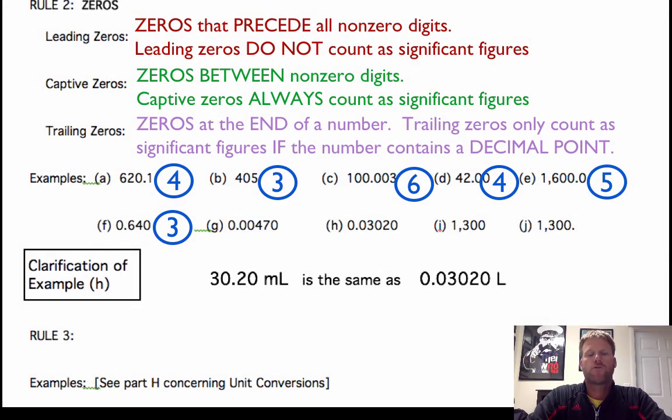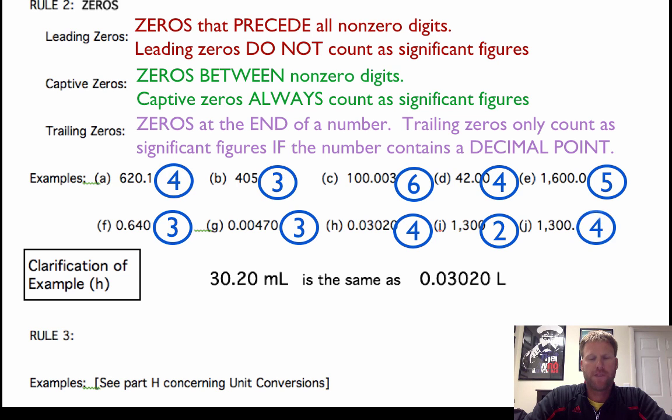Okay, let's go through these quickly. For G, these leading zeros do not count. The 4 and 7 count, and this trailing zero counts because the value has a decimal point. 3 sig figs. H has 2 leading zeros that never count. The 3 counts. This zero is a captive zero, so it counts. The 2 counts. This trailing zero counts because the number has a decimal point. 4 significant figures. Example I has 2 sig figs, while example J has 4 sig figs.